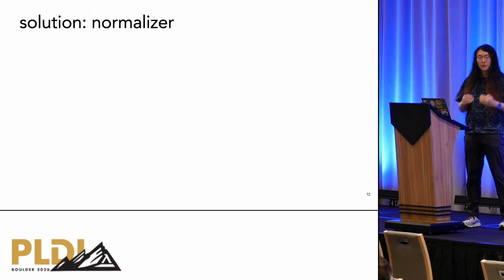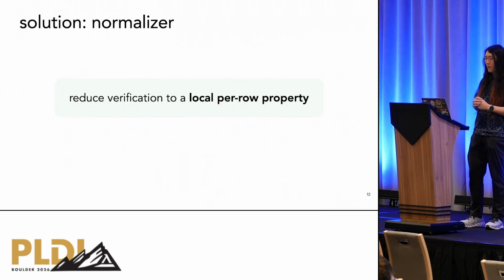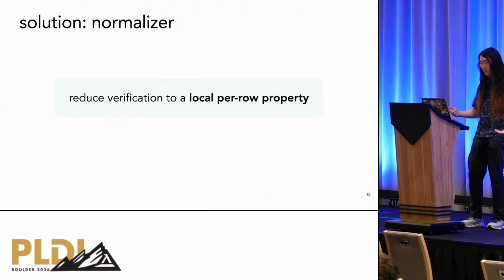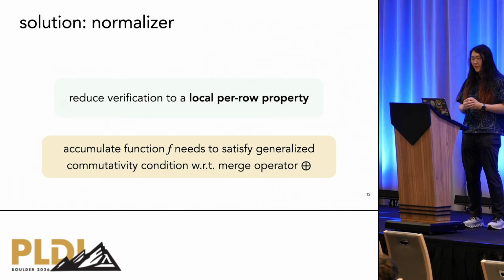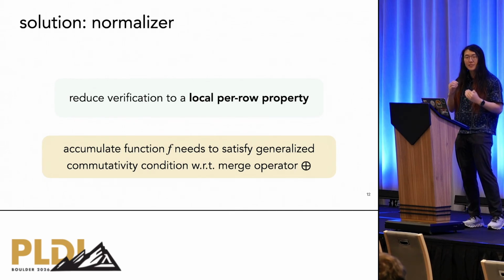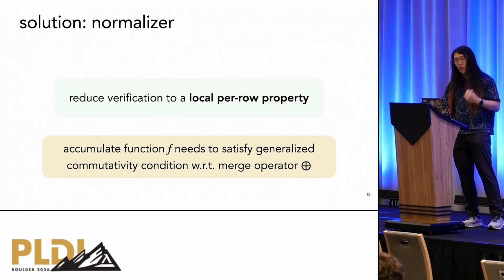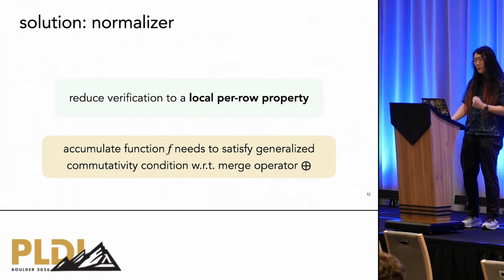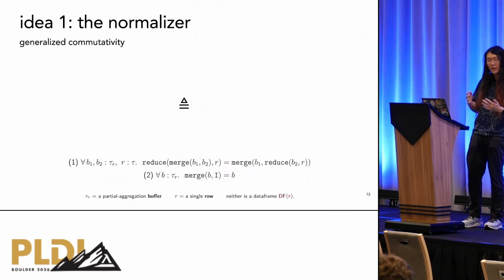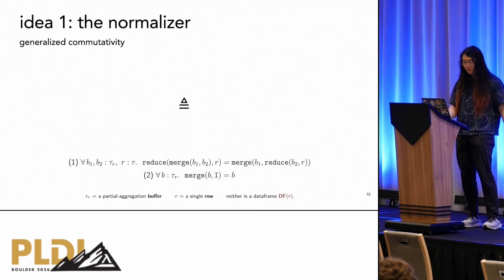Our solution to this problem is the introduction of a normalizer, which reduces verification to a local per-row property rather than reasoning about arbitrary data frames. This is based on the observation that the accumulate function f needs to satisfy a generalized commutativity condition with respect to the merge operator O+. Let me tell you more about generalized commutativity here. We call this commutativity generalized because it relates functions of different input parameters.